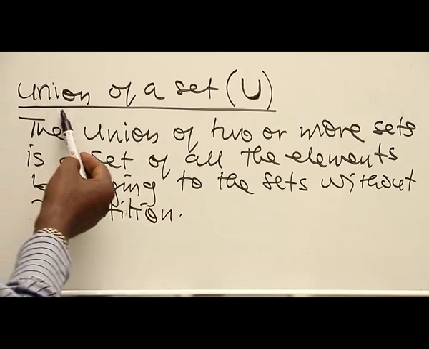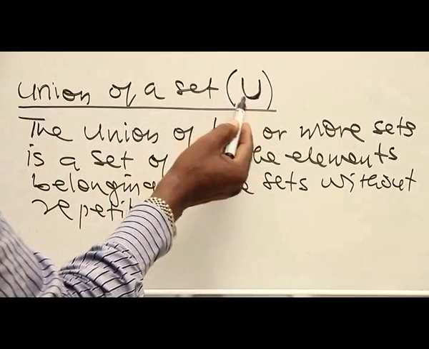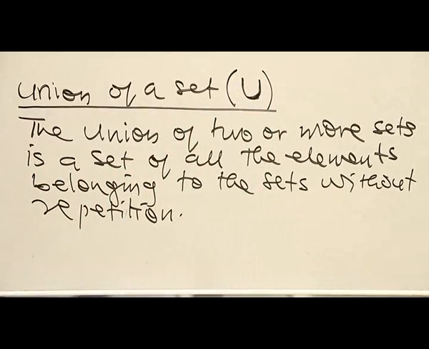We have union of a set, represented by ∪. Union of a set. Now the union of two or more sets is a set of all the elements belonging to the sets without repetition. In other words, we take all the elements in the two sets or in the three sets without repeating them, and that will form the union of those sets. Let's take an example of this.